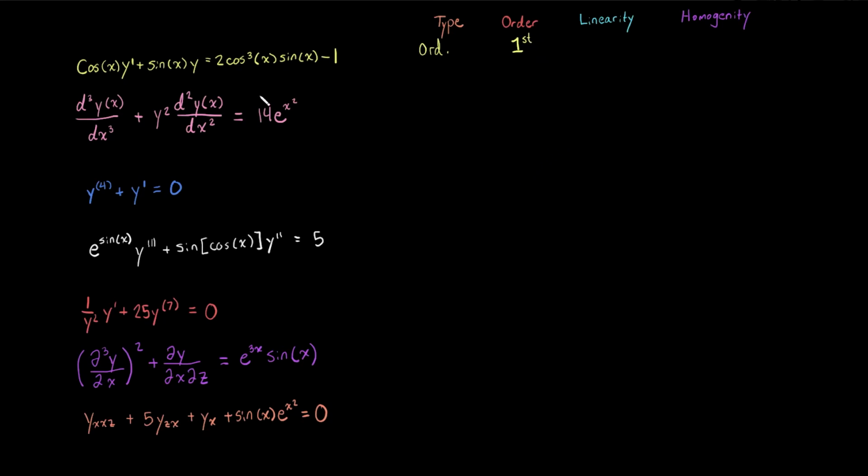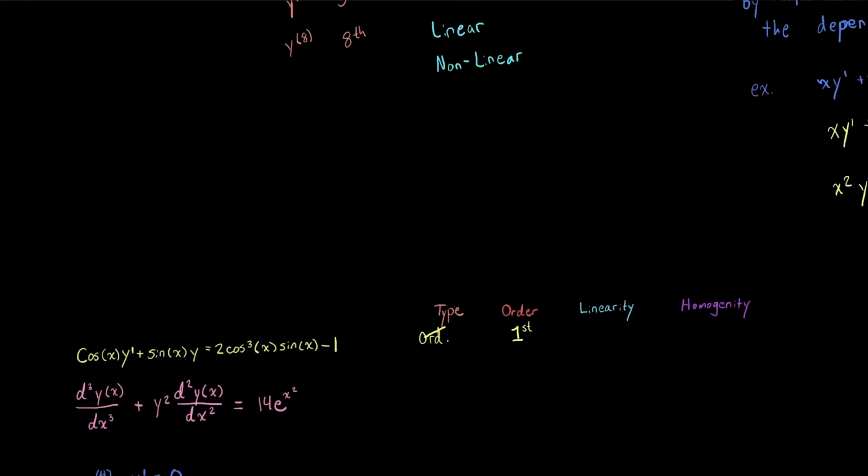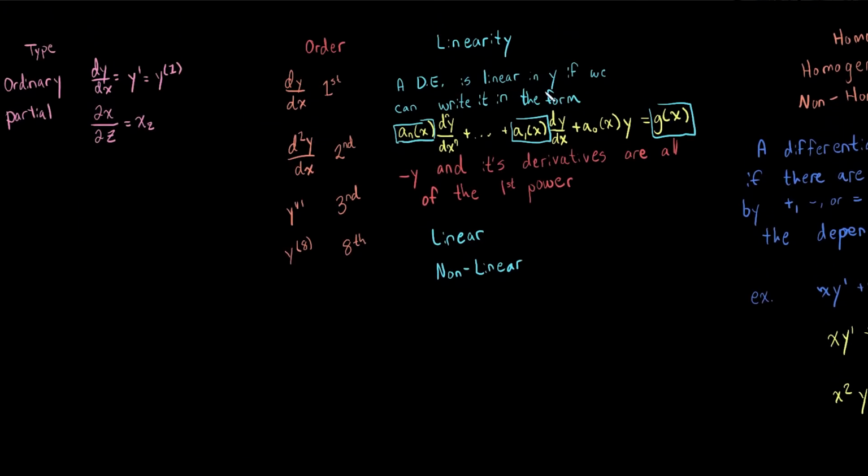Now let's check if this is linear or non-linear. Remember, if we go back to our definition real quick, if we can write the differential equation in y in the form of a sub n of x, then attached to every one of our derivatives, we have a function of only x. So let's go ahead and check that.